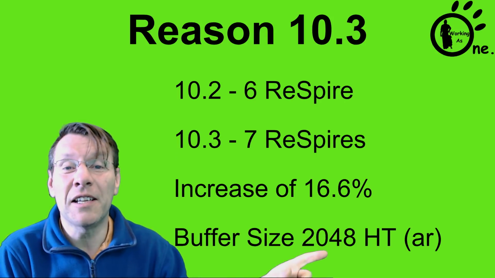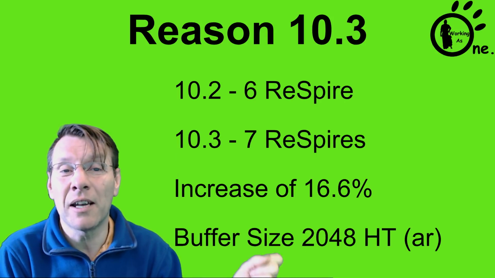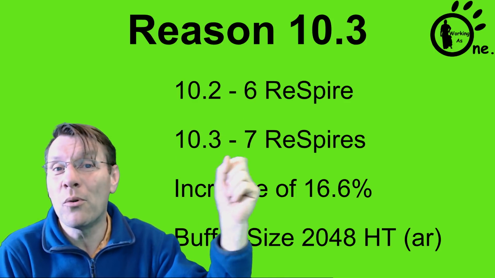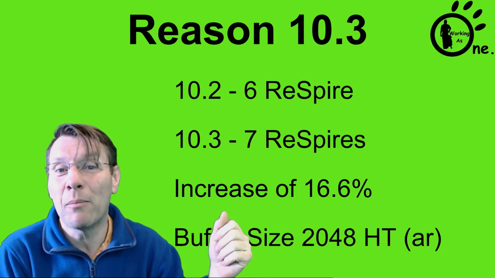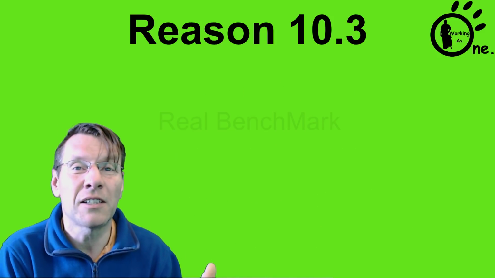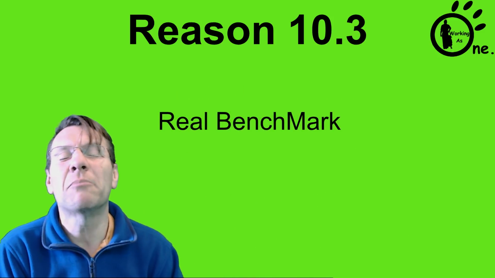Obviously, when I increase the buffer size up to 2K frames, 10.2 has actually run one more, and on 7 again it's run one more. That is an increase of 16.6%. So again, it's not to be sniffed at. So let's get on with some real benchmarks.